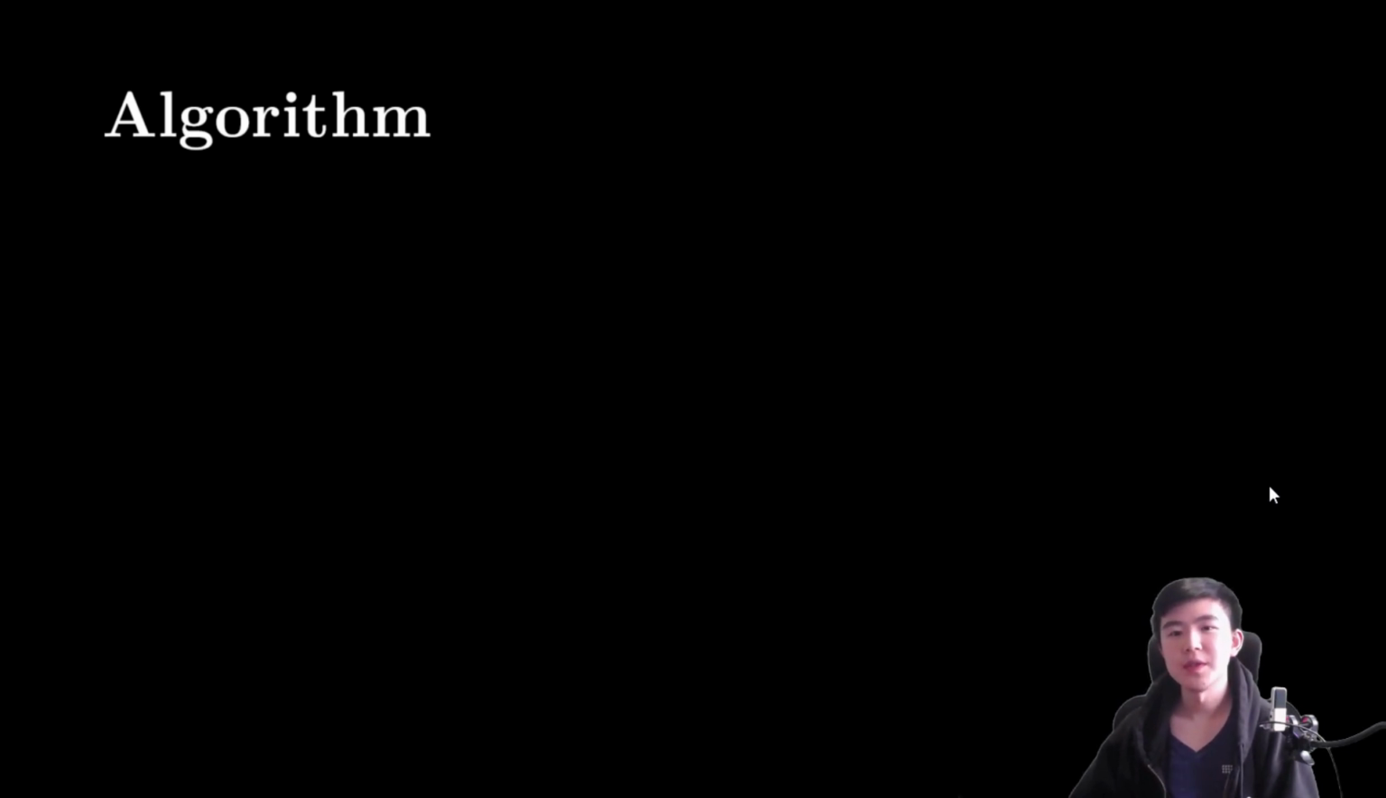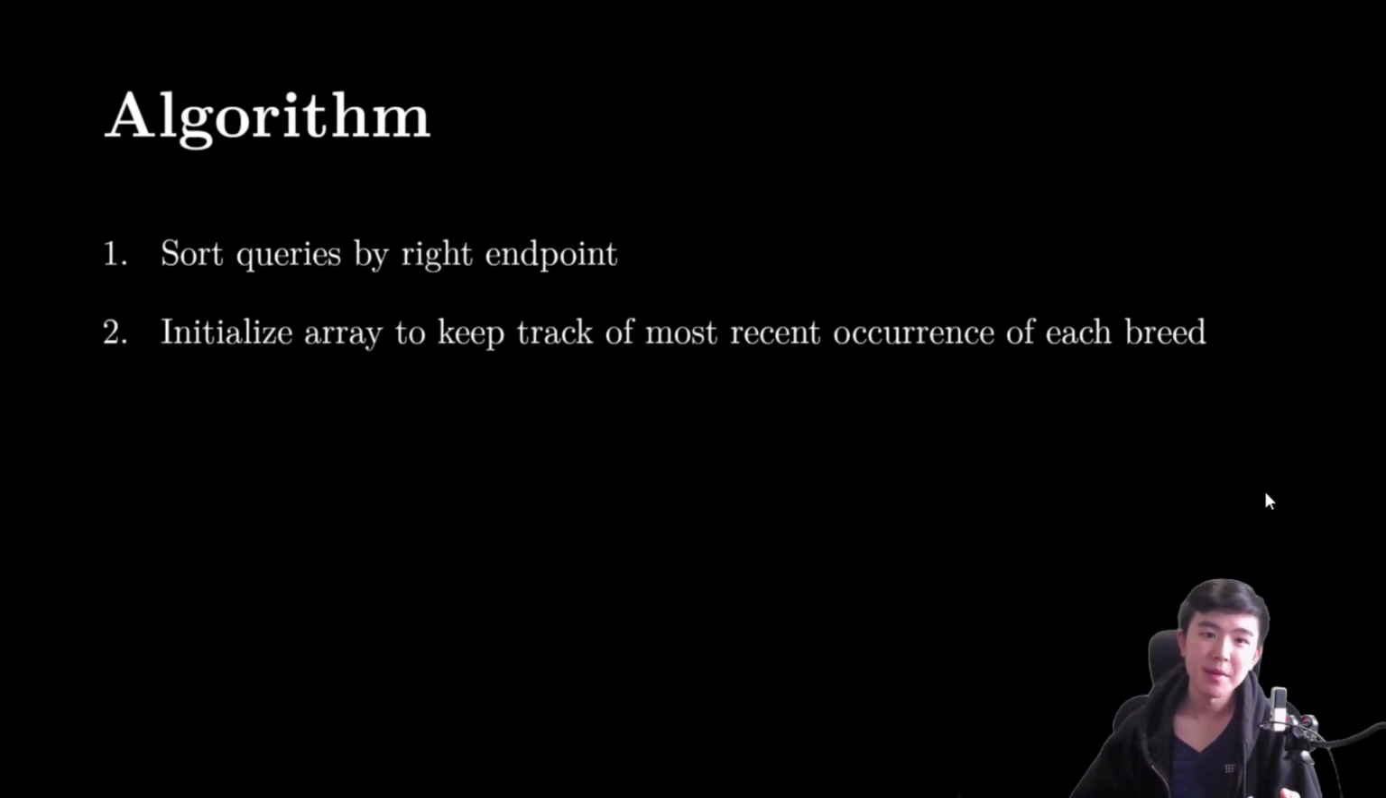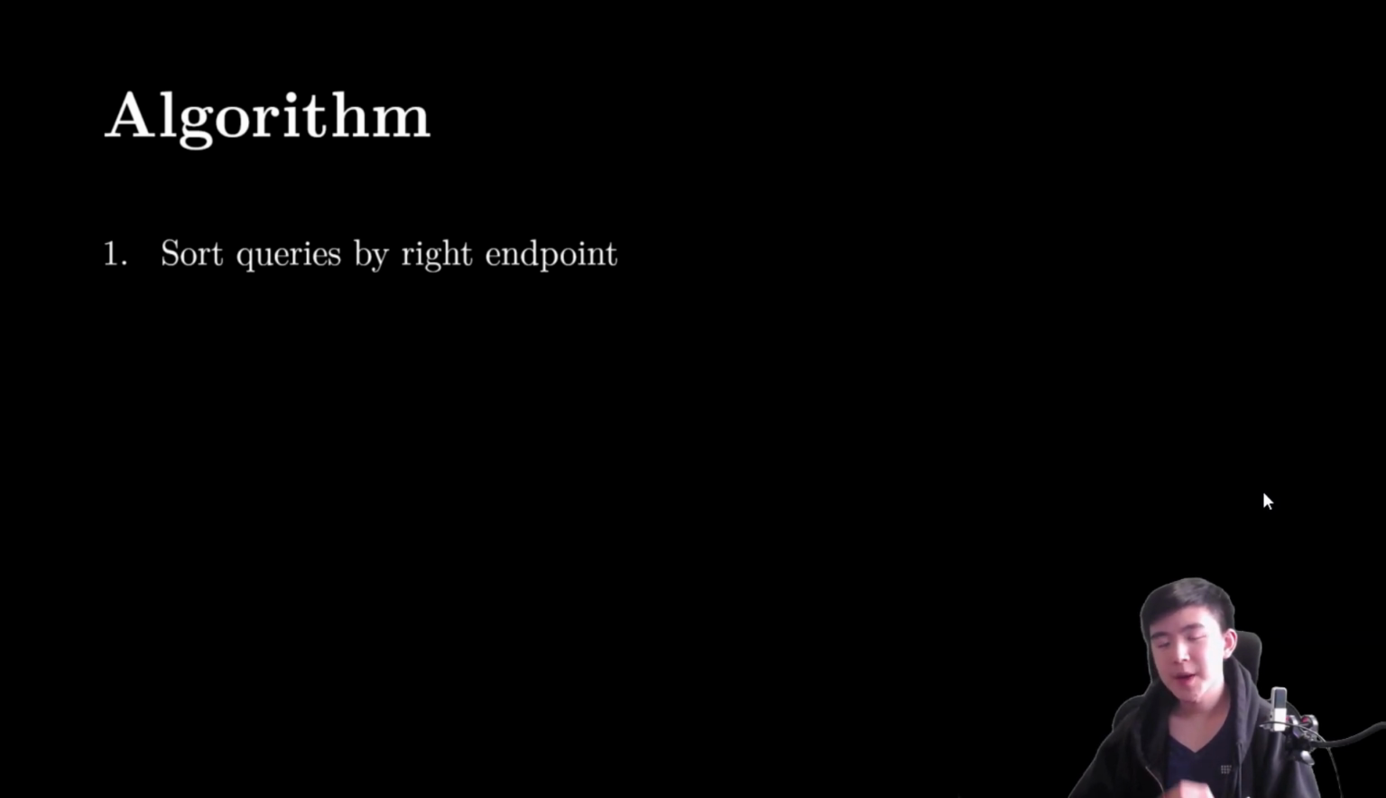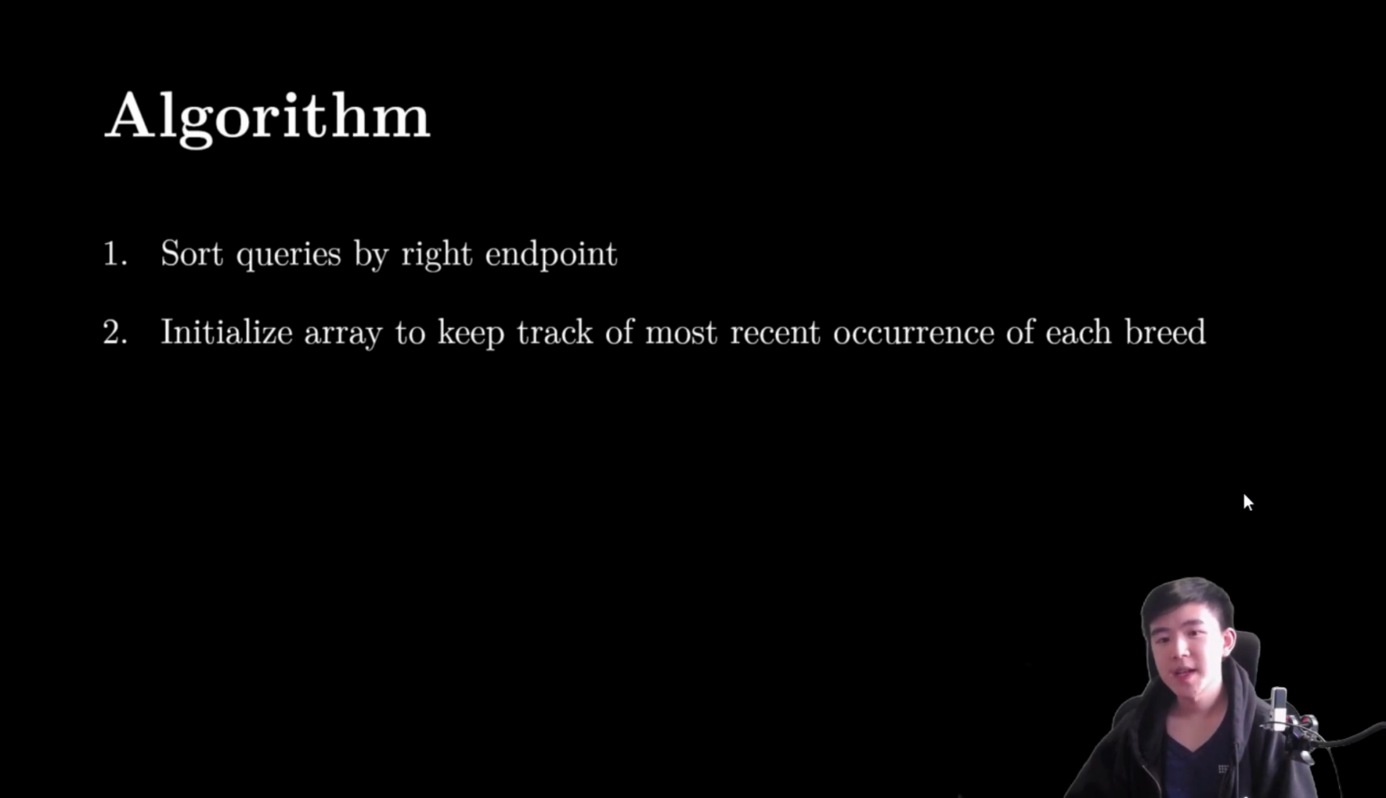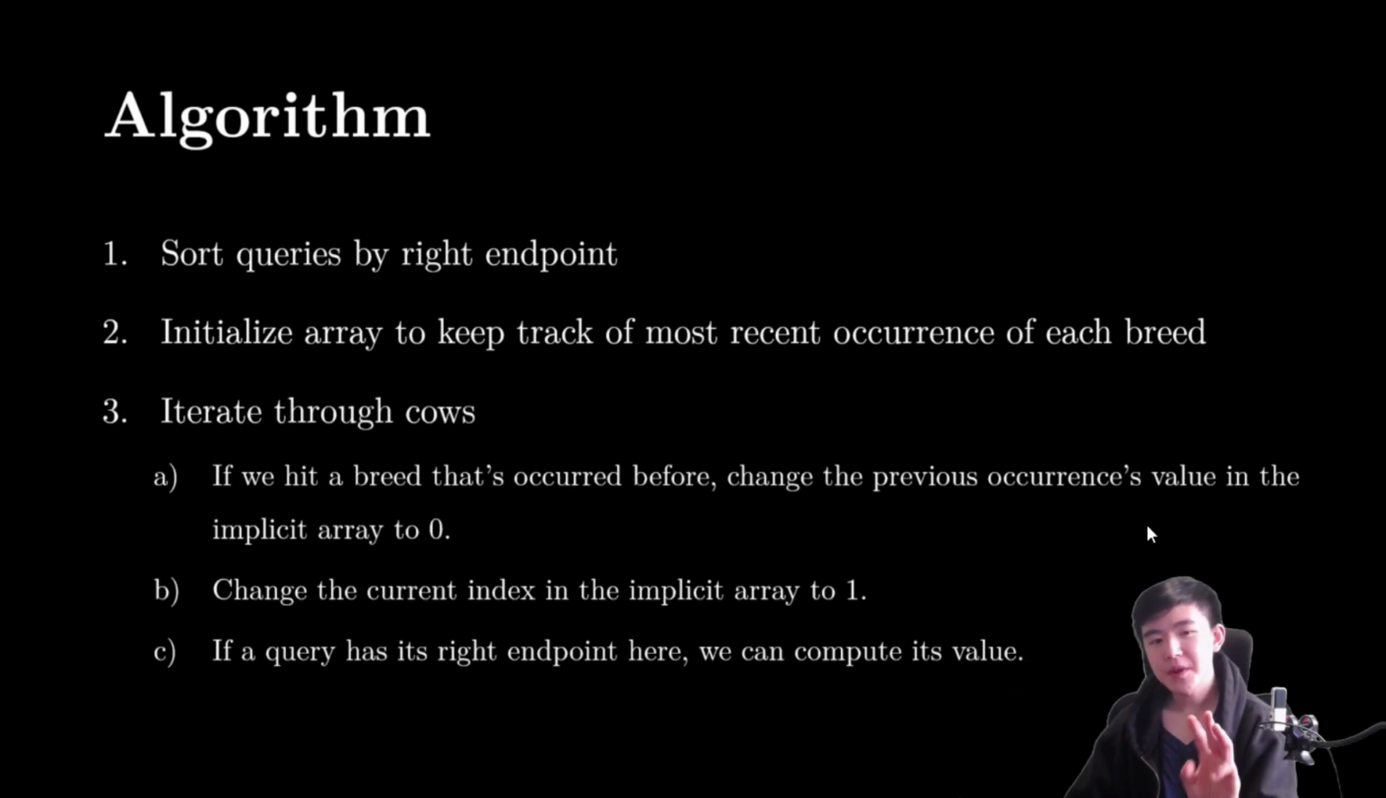How do we actually use unique range queries to solve the problem? First, we sort queries by right endpoint. This is very important to keep in mind. Then we initialize the array to keep track of the most recent occurrence of each breed. These first two steps are rather simple, so we'll be going into the third one. We iterate through the cows and perform 3 specific operations. So we'll be looking at the third step in detail.